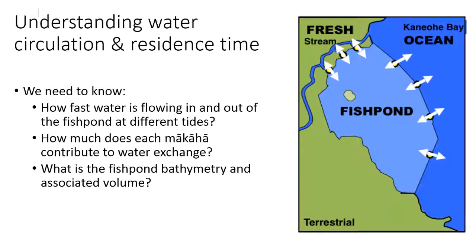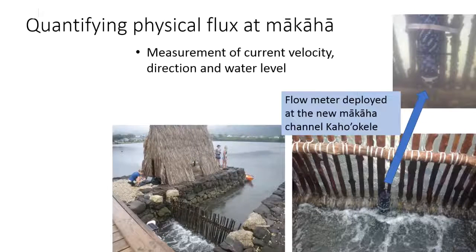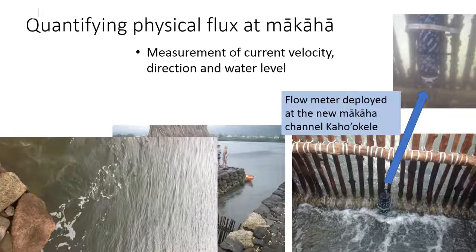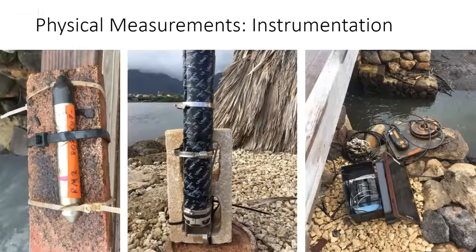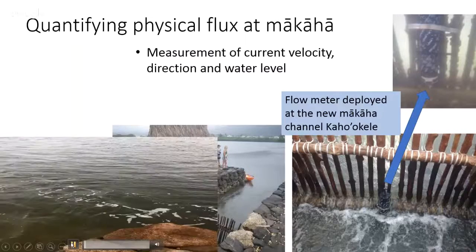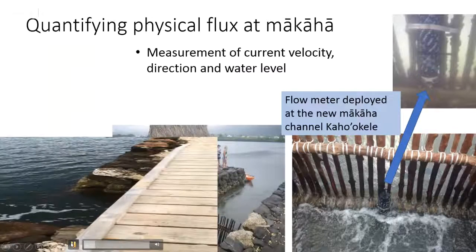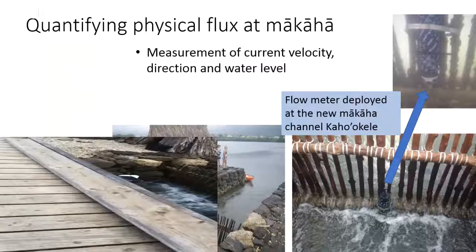So how did we approach this? We deployed current meters at each of the mākāhā because we really wanted to quantify flux going in and out of the fish pond. These current meters measure current velocity, direction, and water level. And this is a little video, just giving you an idea of how fast the water is flowing and how one of these mākāhā channels looks.